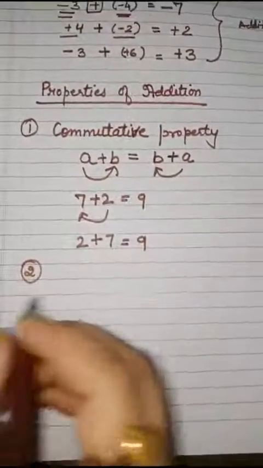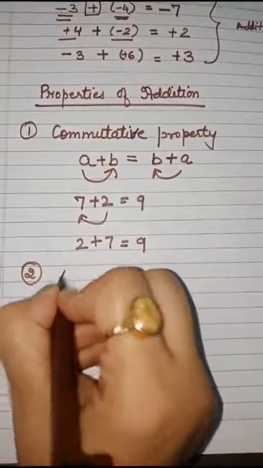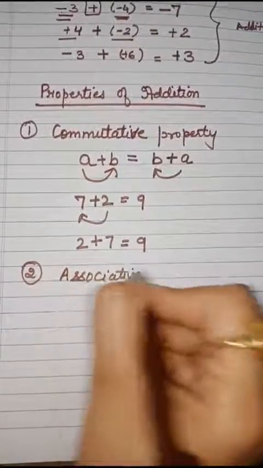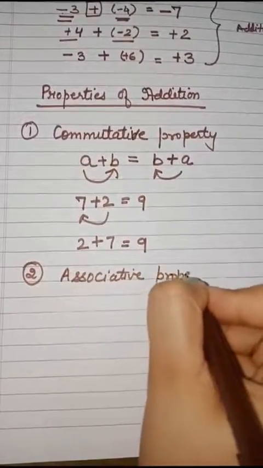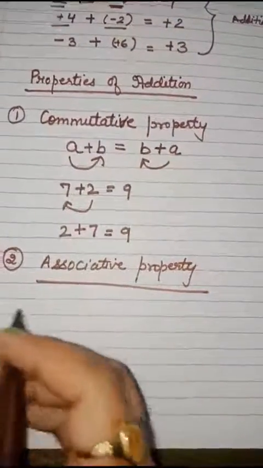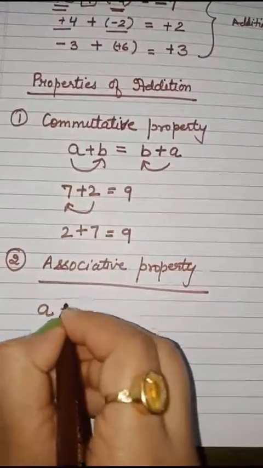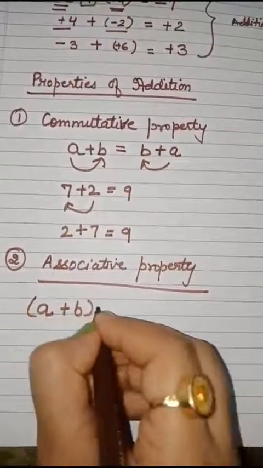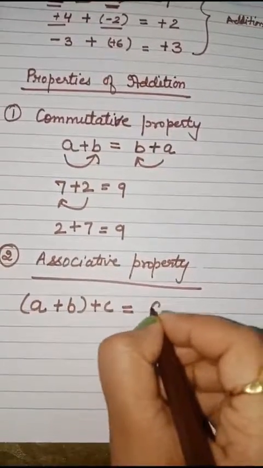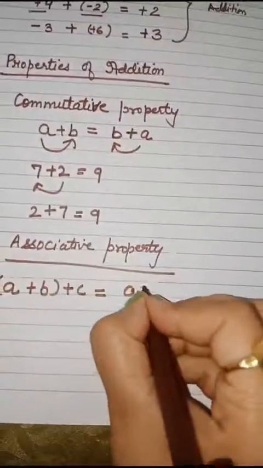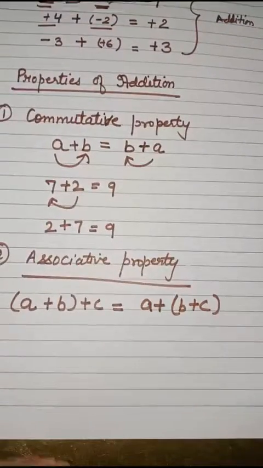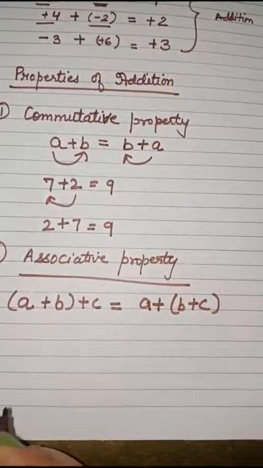The second property is the associative property. In the associative property, if we are adding three integers, a plus b plus c, then it will be equal if we add it in this order, a plus (b plus c). This is the associative property. Take one example.